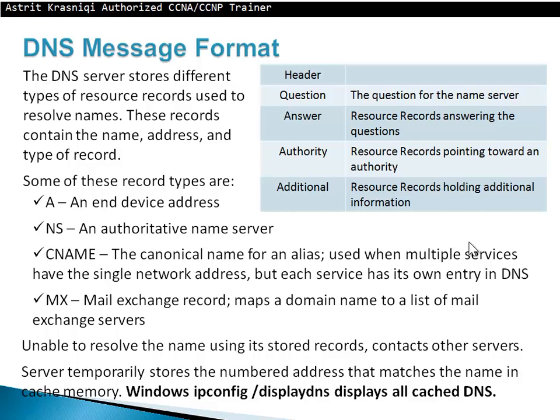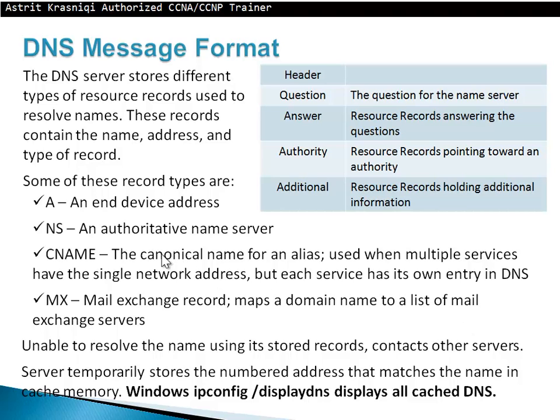The DNS server stores different types of resource records used to resolve names. This is the message format. We have a header, we have a question, the question for the name server. Then we have the answer, resource record answering the question, and then authority, resource record pointing towards an authority, or additional resource record holding additional information. These records contain the name, addresses, and type of records.